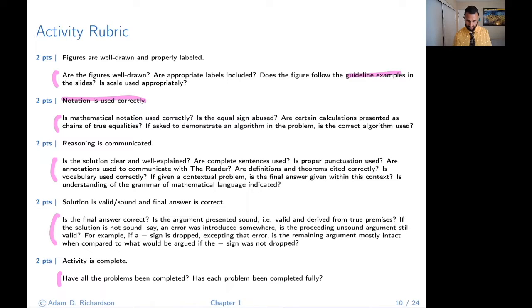Notation is used correctly. Is your mathematical notation used correctly? Is the equal sign abused? We'll talk about that later on, but you don't want to abuse the equal sign. What students like to do when they're trying to model things is they'll put equals between everything. You know, 1/3 equals 0.3 equals triangle equals my final solution. Well, that's a nonsense sentence. It doesn't make any sense. The equal sign is a very, very special sign that means these two things are the same.